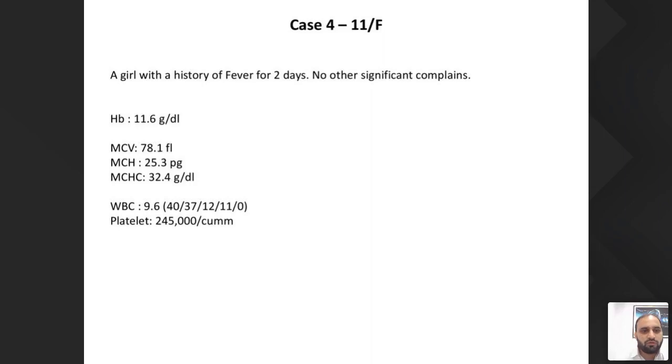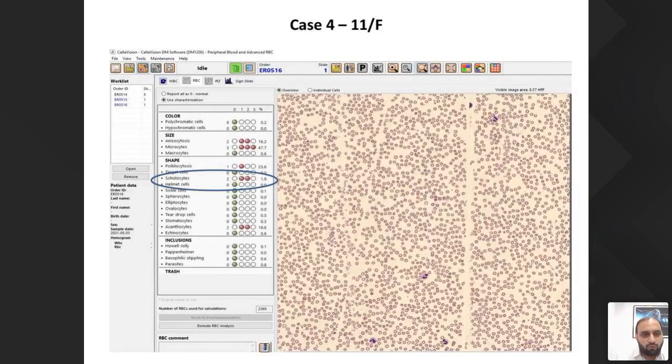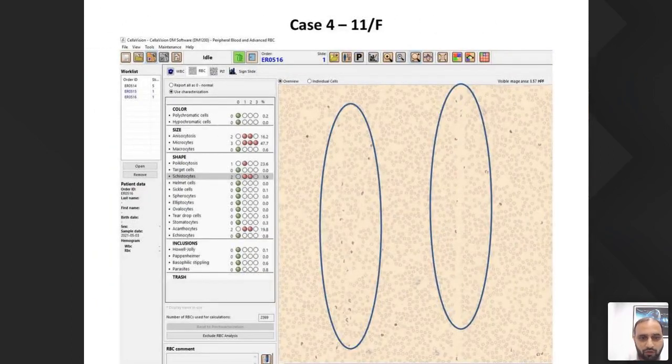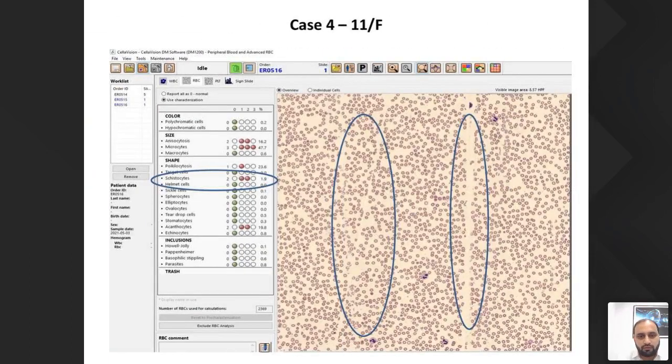This is an 11 year old girl with a history of fever for 2 days. No other significant complaints. All the parameters are almost within normal range. What I see here is 2 plus grade schistocytes, around 2%, 1.9% schistocytes. So I was worried about what was going on. I clicked on the schistocytes and what I found was all the schistocytes were lined either here or here. Then looking into the picture, I knew that there was a scratch on the slide because of which the red cells were cut or got fragmented.